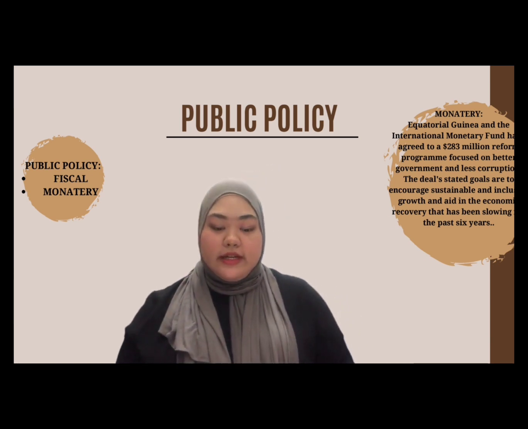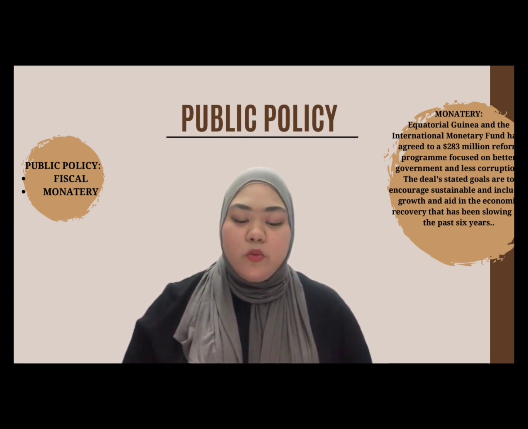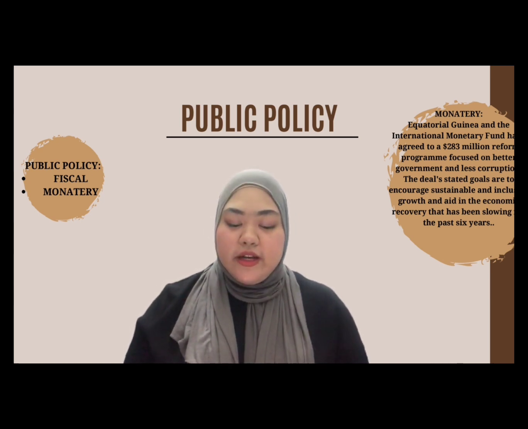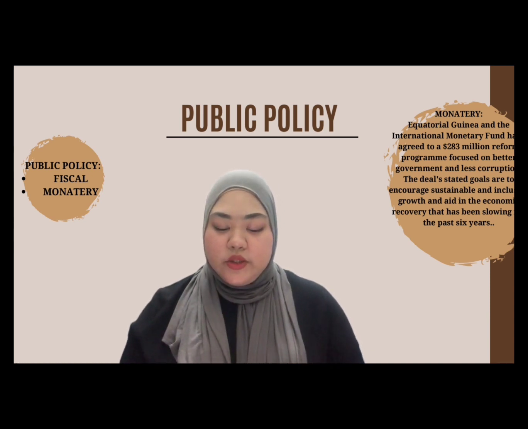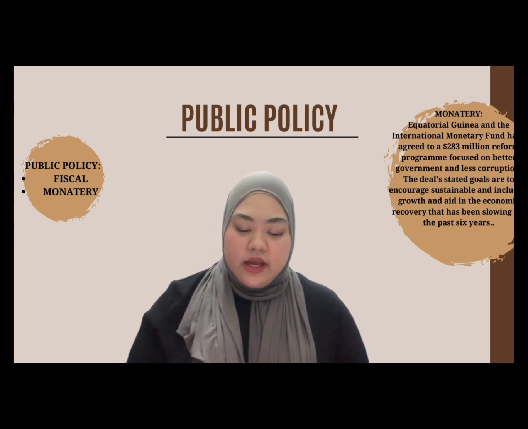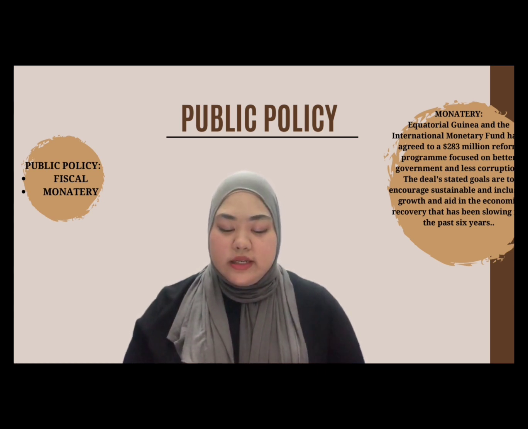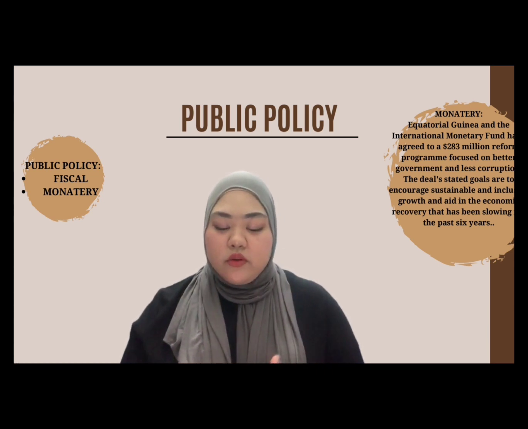Starting in 2019, Equatorial Guinea is promoting new inclusive growth, improving governance and transparency. Equatorial Guinea and the International Monetary Fund have agreed to a $283 million reform program focused on better government and less corruption. The deal's stated goals are to encourage sustainable and inclusive growth and aid in the economic recovery that has been slowing for the past 6 years.